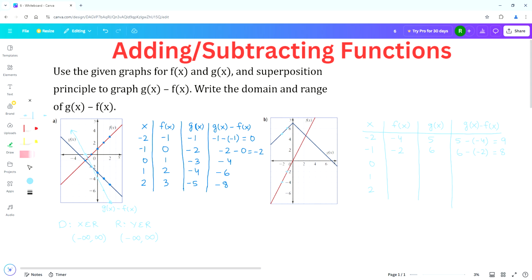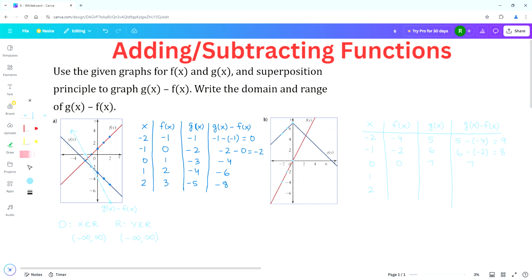At x equals 0, f at x is equal to 0, this point on the red line. At x equals 0, g at x is equal to 7, this point on the blue line. So at x equals 0, g at x minus f at x is equal to 7 minus 0, which is equal to 7.